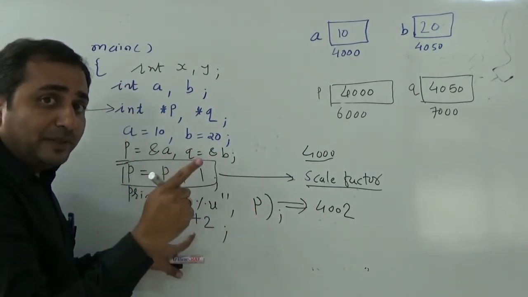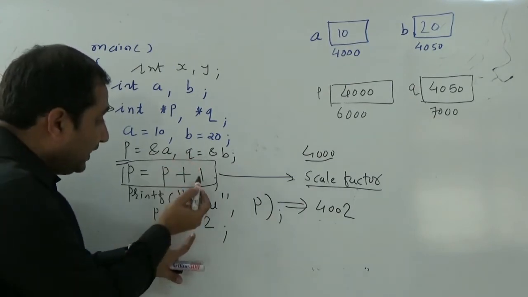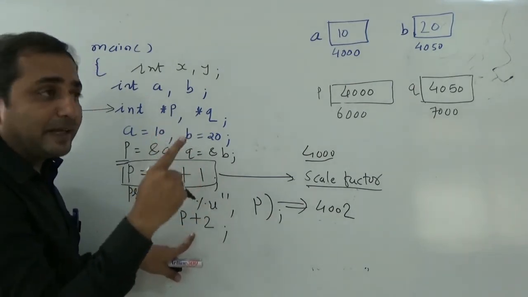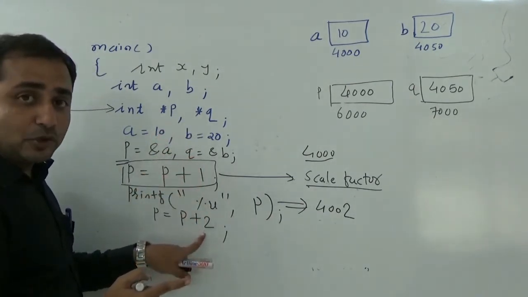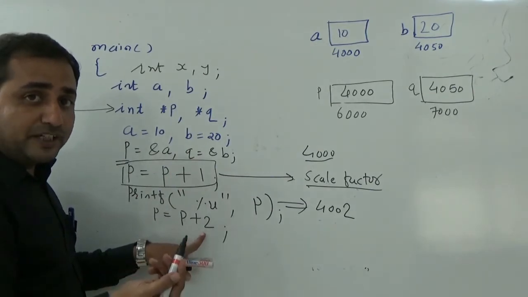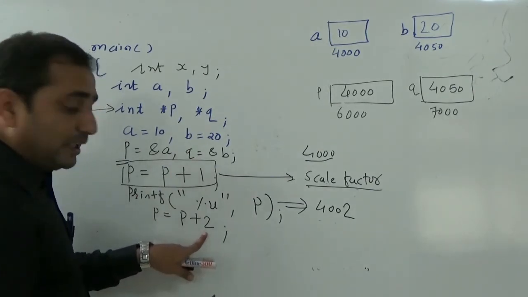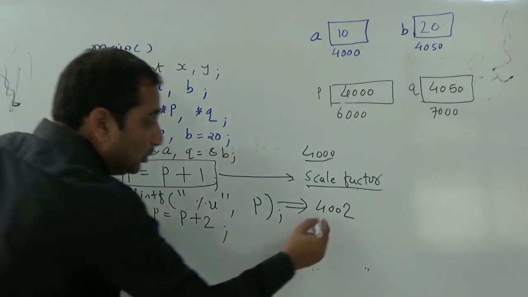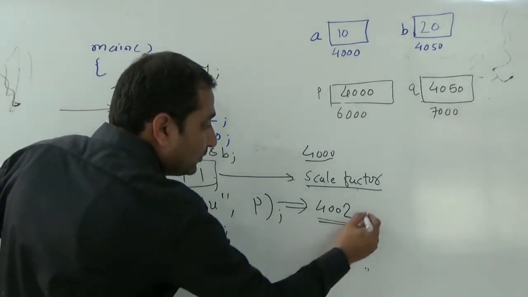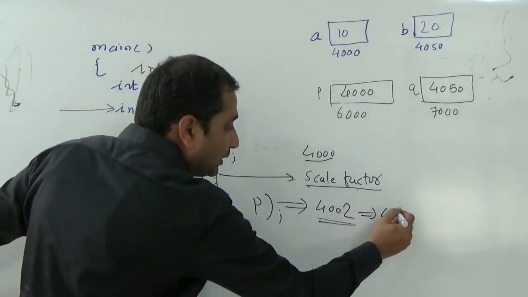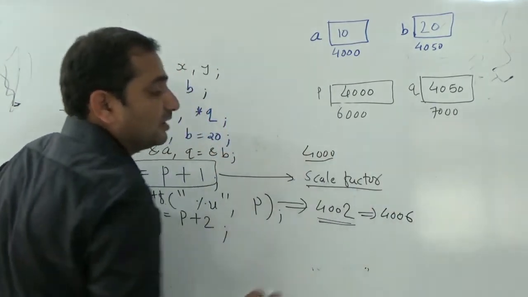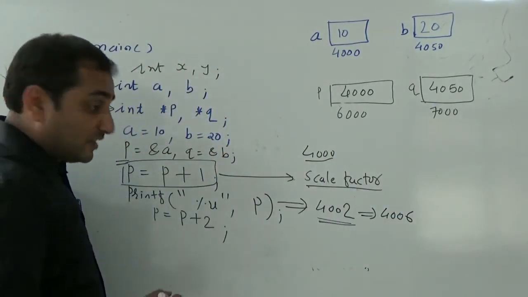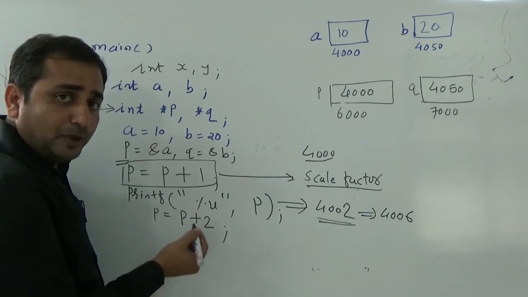So how much will it be incremented? For every increment, it will be incremented by scale factor. So here 2 into scale factor. So what is scale factor? 2, because it is pointing to an integer variable. So it will be incremented by 4. So from 4002, it gets to 4006. This is what you mean by the scale factor. I hope you are getting it, right?